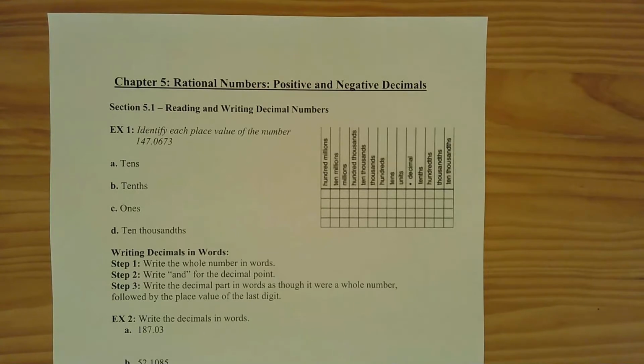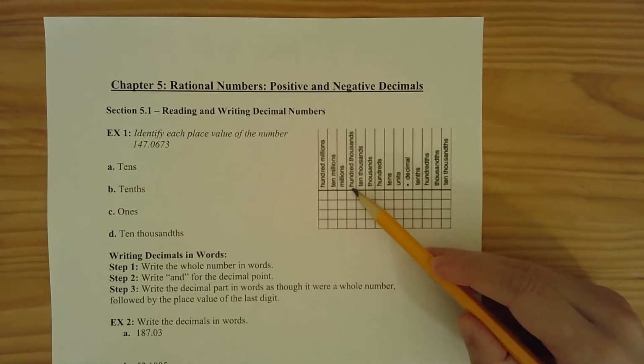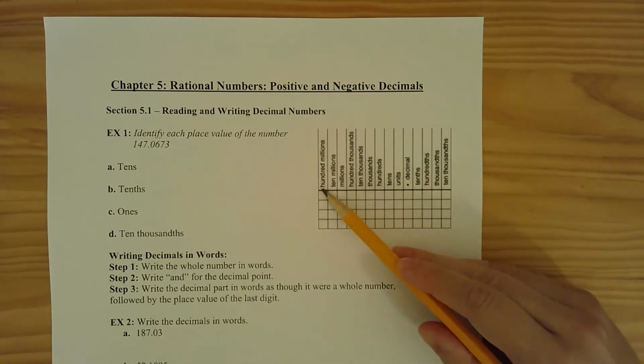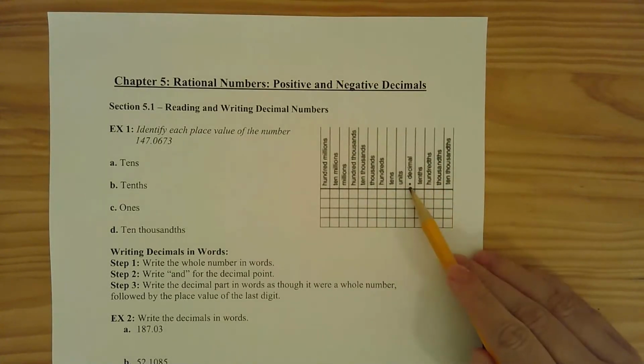So the first thing that we're going to do in example 1 is just identify place values of numbers. So we did place values back in chapter 1 and those haven't changed. We still have the units, tens, hundreds, thousands, 10,000s, 100,000s, millions, 10 millions, and 100 millions. But this chapter we're going to introduce decimals. So here's my decimal point.